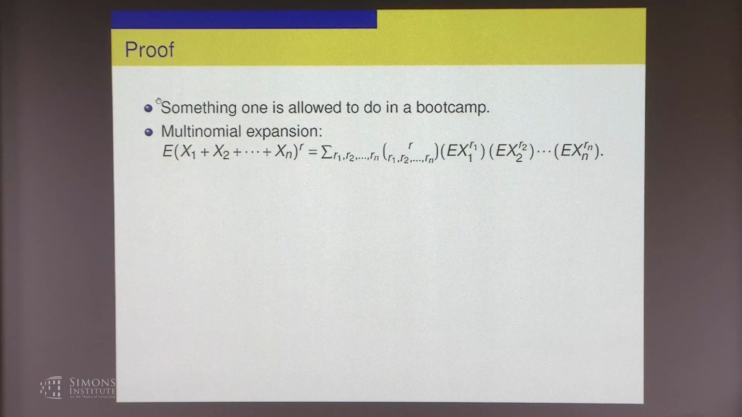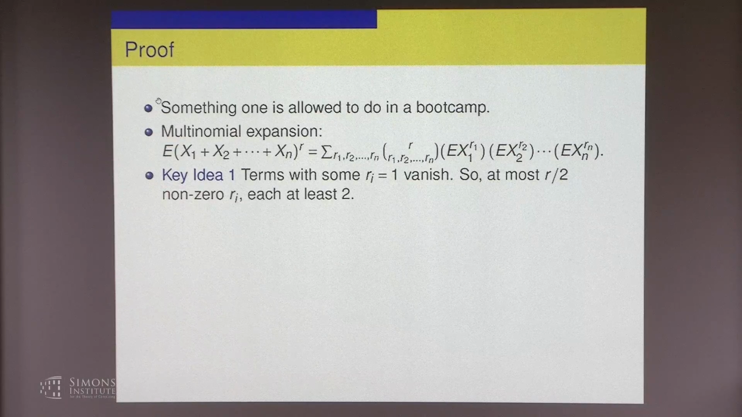So you do a multinomial expansion of this. Let's just choose r1 through rn. These are the exponents of the xi's, and you get that, right? One first key idea in all these proofs, not just peculiar to this proof, is that terms where one of the xi is raised to the first power go away because the expected value of each xi is 0. Odd powers in general don't go away. If x is symmetric, all odd powers will go away and the proof is even simpler. But now at least the first power goes away. So we are left with at most r over 2 non-zero ri, each at least 2.